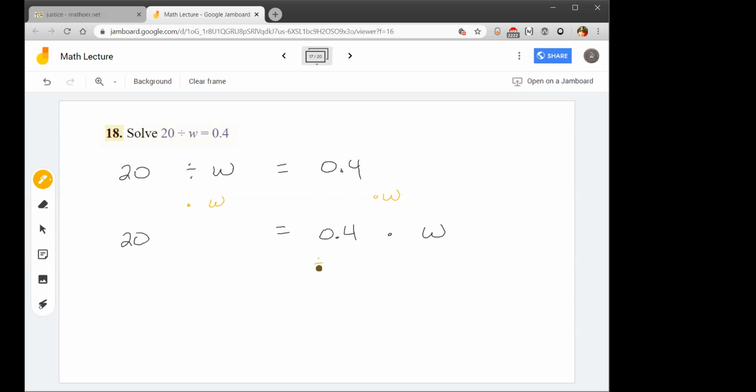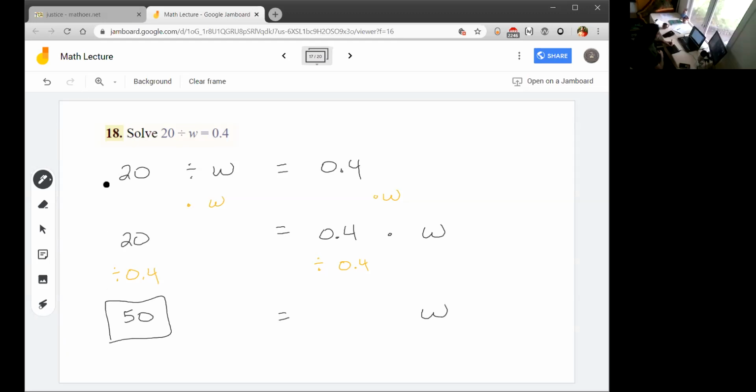Divide. W equals 0.4. And you could double check, is 20 divided by 0.4 equal to 50? Yes, it all works out.